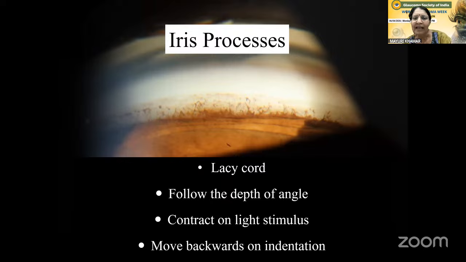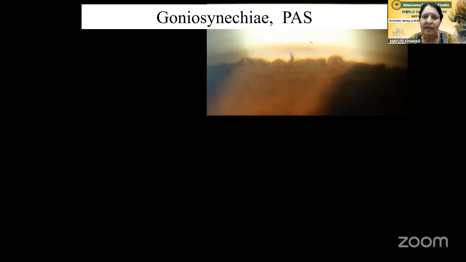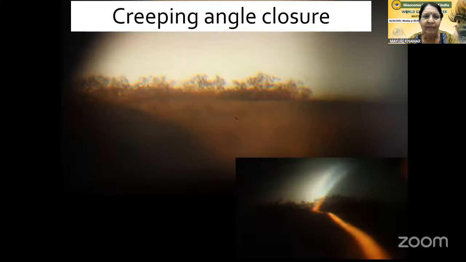So next is the iris process. Their lacy cord follows the depth of the angle and it moves backwards on indentation. It should be differentiated from peripheral anterior synechiae, and then creeping of the anterior chamber angle.